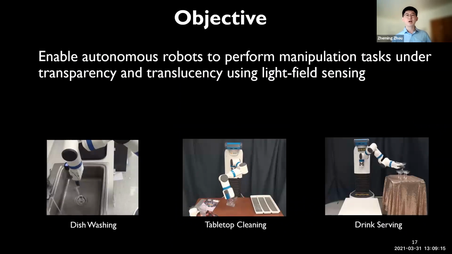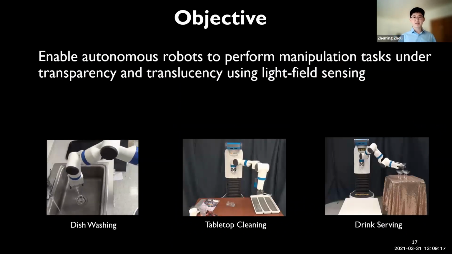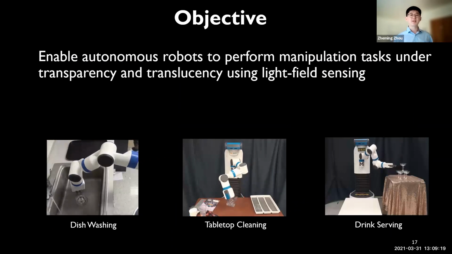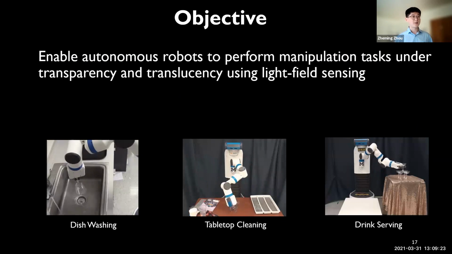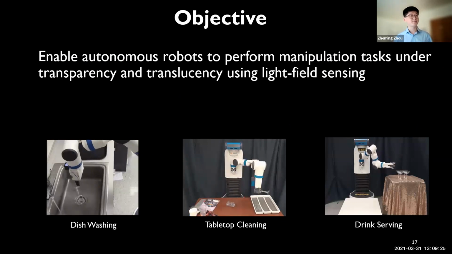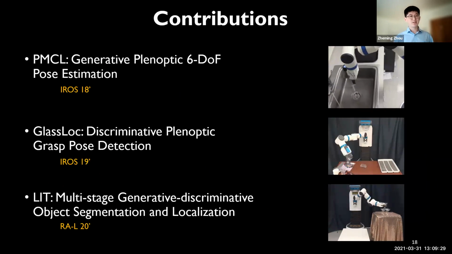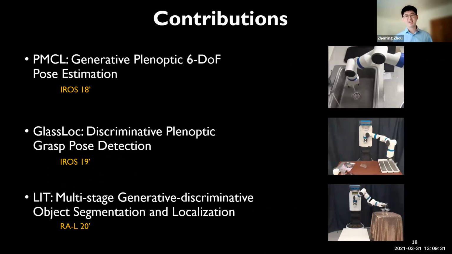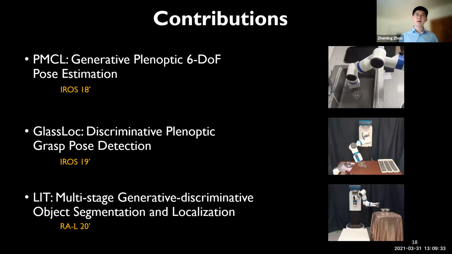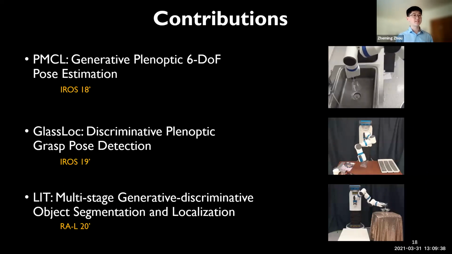To deal with those challenges, in this dissertation, we explore the use of light field sensing to enable robots to perform manipulation tasks under transparency and translucency. More specifically, in today's talk, I will introduce 3 methods in addressing the challenge brought by the transparency and the translucency under different environment setups and task complexity.